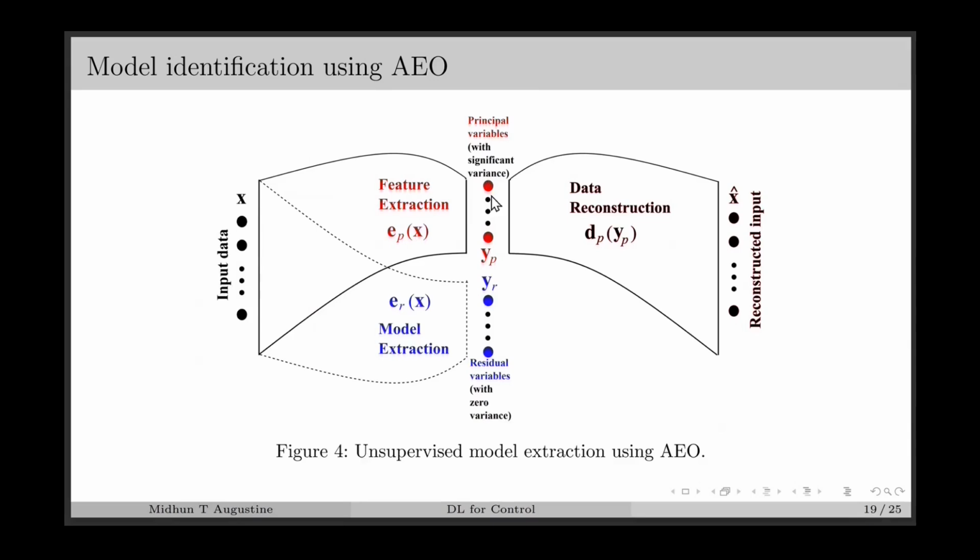We have YP having the significant variance, which can be used for feature extraction, and EP is the part of the encoder which is used for feature extraction. Similarly, for YR, or the residual variables, the variance is 0, which means YR will be equal to YR bar at each time instant, which gives us ER of X minus YR bar equal to 0 as the nonlinear model. And from the principal variables, we can reconstruct the data using the decoder, which gives us the reconstructed input as shown here.